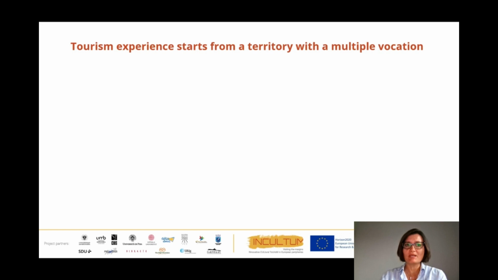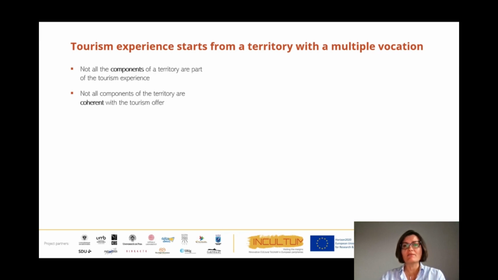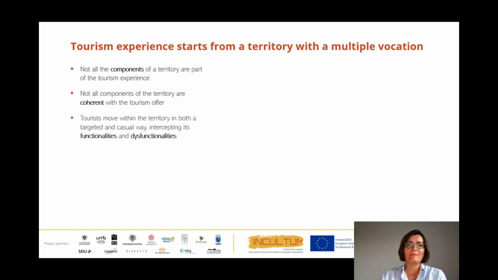To get into this topic, I think it is useful to make two premises represented by this slide and the next one. The first premise is that those who manage and promote a destination must be aware of the fact that their offer is inserted in a broader and more promiscuous territorial context from the point of view of its use and its vocations. The slide reminds us that not all components of the territory are consistent with the tourist offer, and consequently functionalities and dysfunctionalities may occur in the same territory.